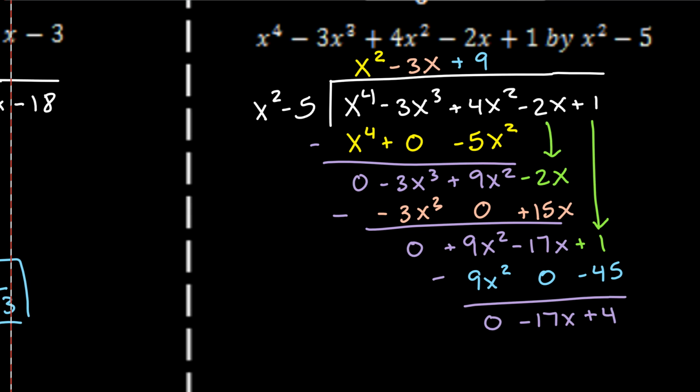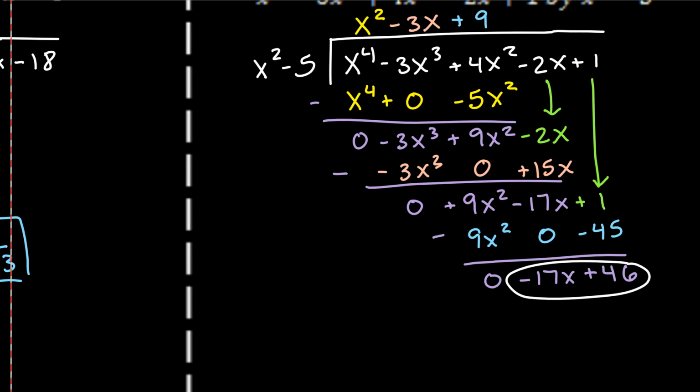Oh, thank you. I was like 45. 46. So, can you divide negative 17x by x squared? No. So this is our what? Remainder. So my answer is x squared minus 3x plus 9 plus negative 17x plus 46 over x squared minus 5.